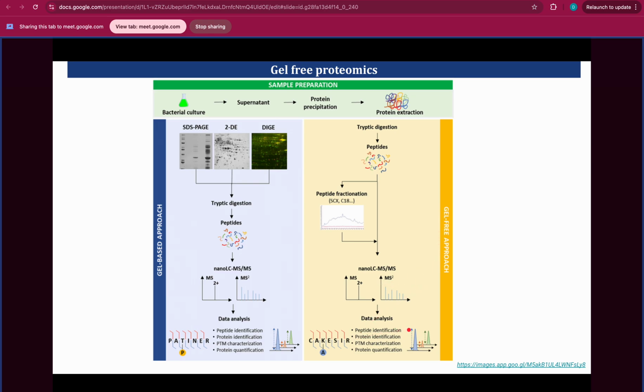So these processes will be similar to what we have discussed previously, but the main difference is that in the case of gel free approaches we do not use gel, whereas in gel based approaches we use gel for separating the different proteins.